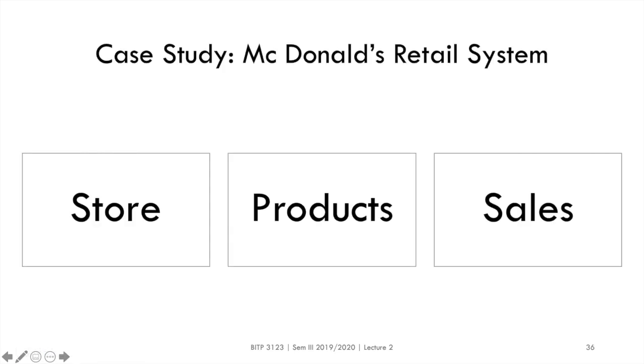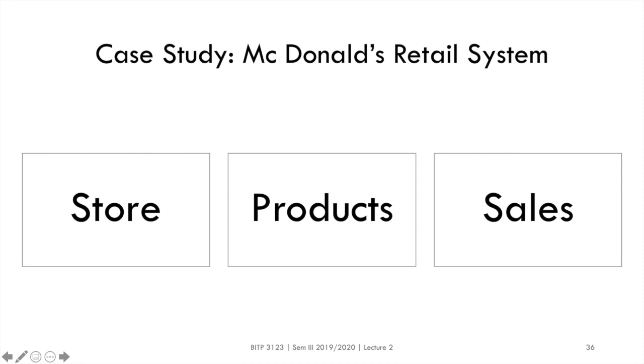For this topic, I'm choosing McDonald's retail system as our case study. So basically, it's about keeping track of the sales in McDonald's restaurant. Okay, so here we have three major components, which are store, products, and sales. Okay, before we proceed, let me explain what do I mean by store, products, and sales.